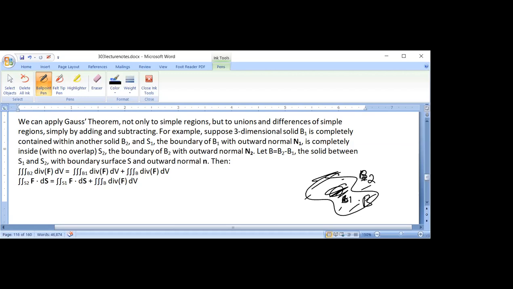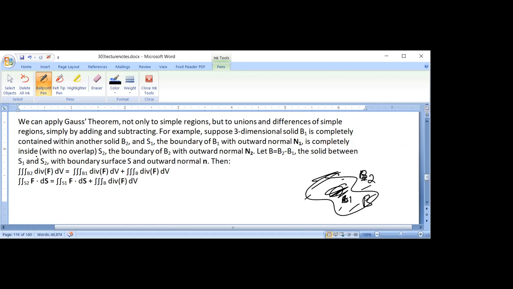Okay. So now let's apply Gauss's theorem and see what happens. So the triple integral over B2, which is the entire thing, of the divergence of F dV, we just split up B2 into its two parts. Its inside part is B1, and then the in-between part is B. So that gives you the sum of those two triple integrals.